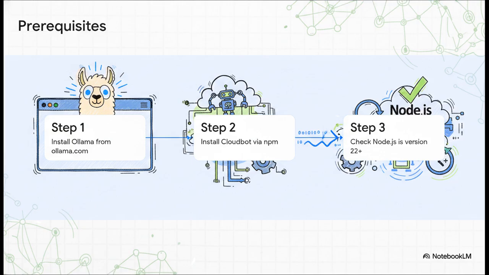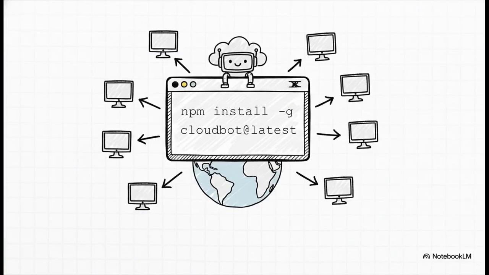Let's tackle it. So for that second step, this is the command you'll need. Just pop open your terminal and run npm install -g cloudbot@latest. For anyone who's not familiar, npm is basically the app store for Node.js, and this command installs Cloudbot on your whole system so you can run it from anywhere.